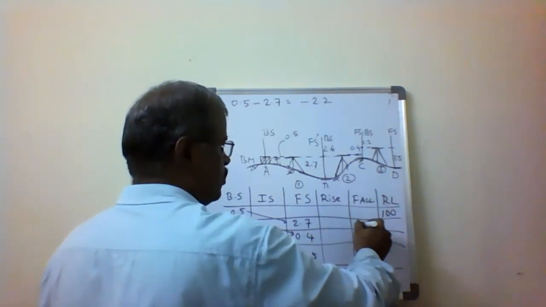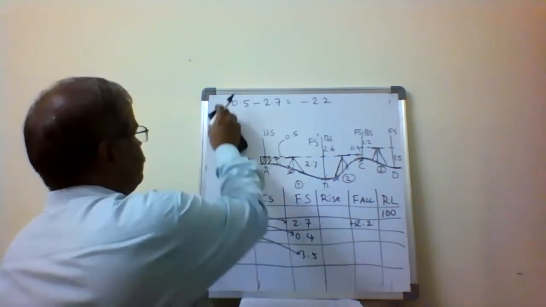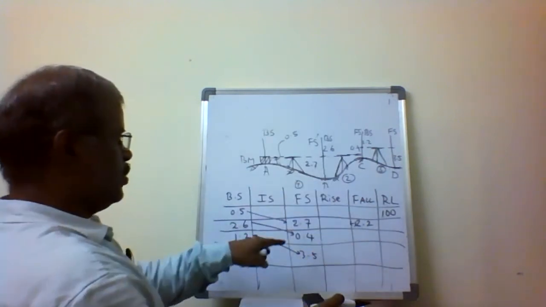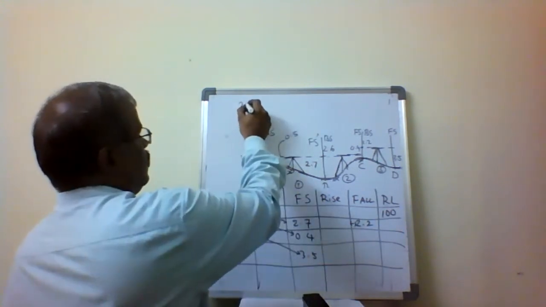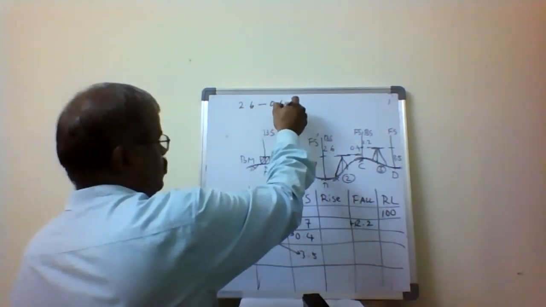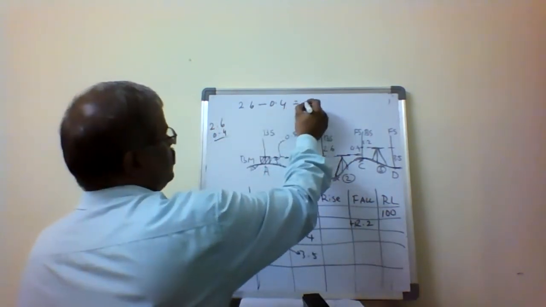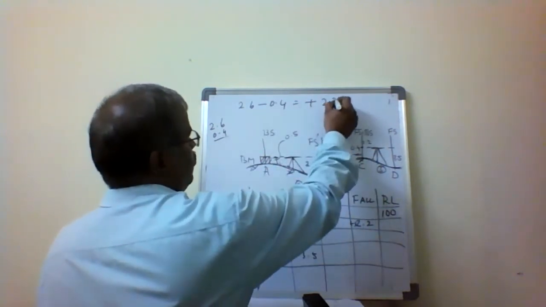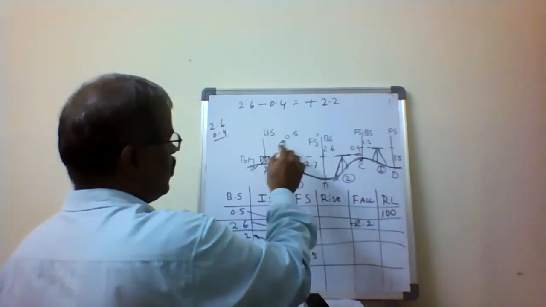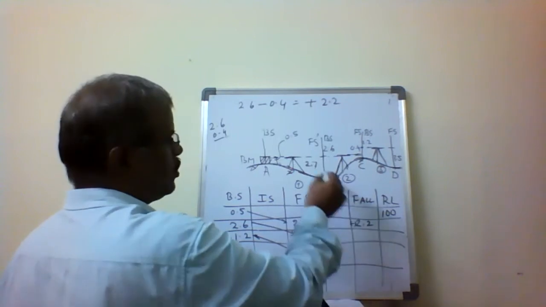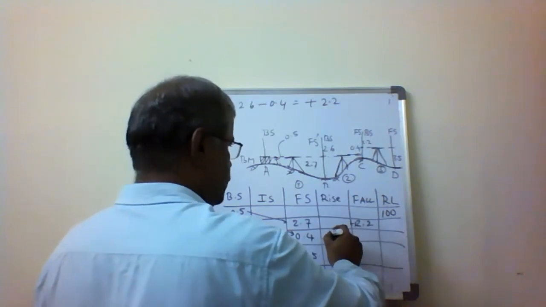Then I'm taking 2.6 and 0.4 and comparing them: 2.6 minus 0.4 is positive 2.2. This point is in the rise level. The 0.5 and 2.7 point is on the low level. So plus 2.2 means rise.